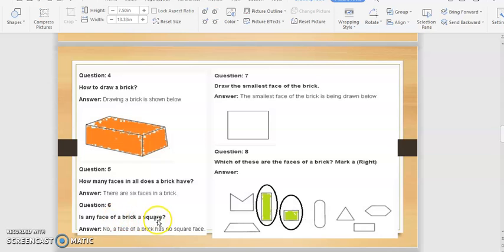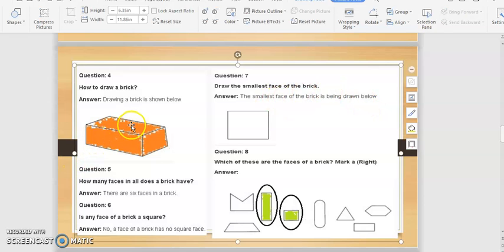Is any face of a brick a square? No. A face of a brick isn't a square. If you pay attention, this is also a rectangle. What is the smallest face of a brick? Now see, this is a big face. This is also a big face. This is the smallest face of a brick.